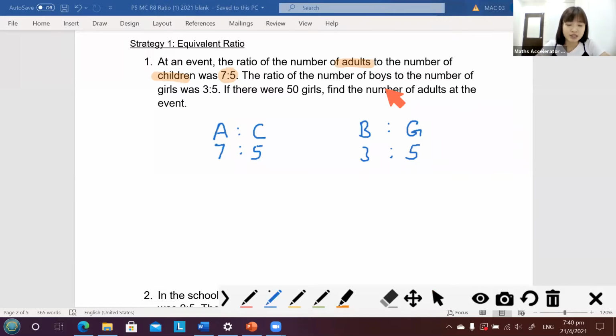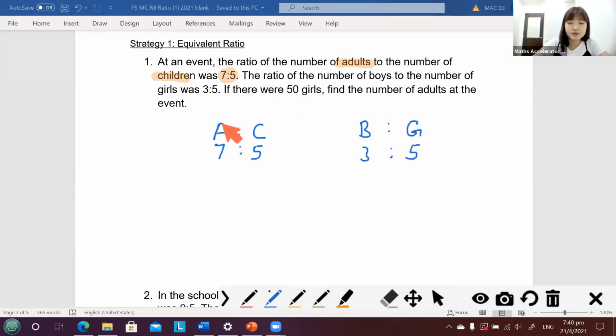So now, what's the repeated identity here? You have adults, children, boys, girls. Is there any repeated identity here? Can you type into the chat? What do you think is the repeated identity? If you don't have, you type no. If you have, then you type it out. Some of you say no, some say children, some say girls. So, varying answers.